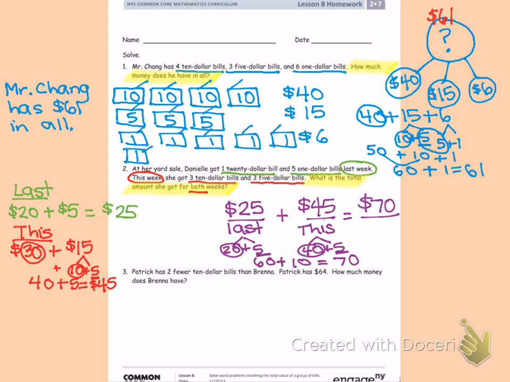Now what we need to do is answer the question in a sentence. What is the total amount she got for both weeks? Danielle got $70 for both weeks.